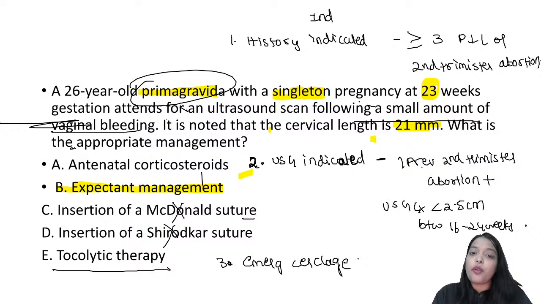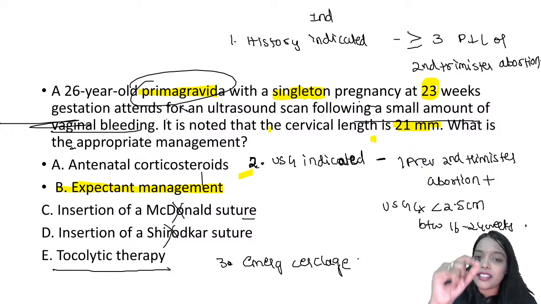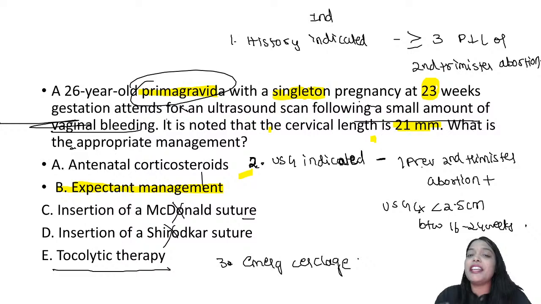So the take home message here is, in any case of cervical incompetence, you should ask yourself, does it fit into my 3 indications? You have to ask yourself. If it fits into those 3 indications, put a stitch. If no, you should not put a stitch. And that too, which is the most common stitch which you insert?